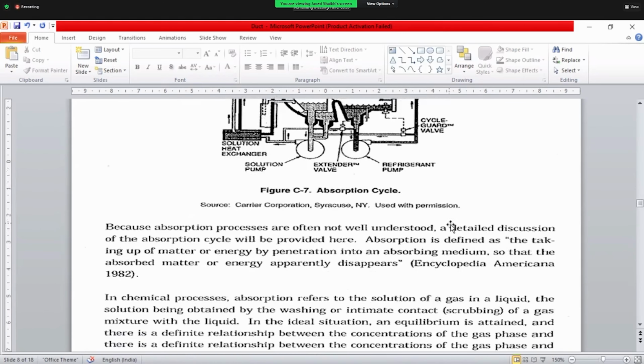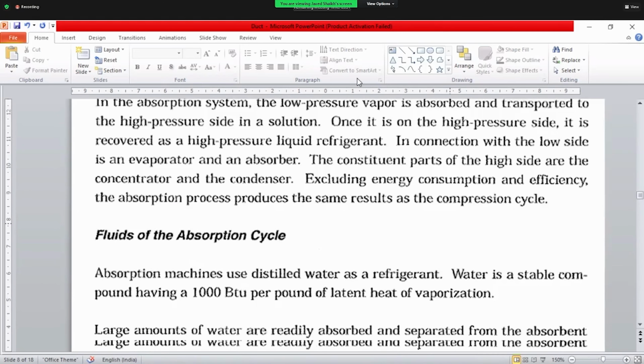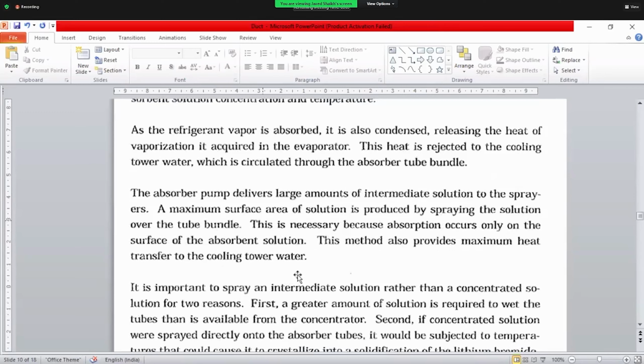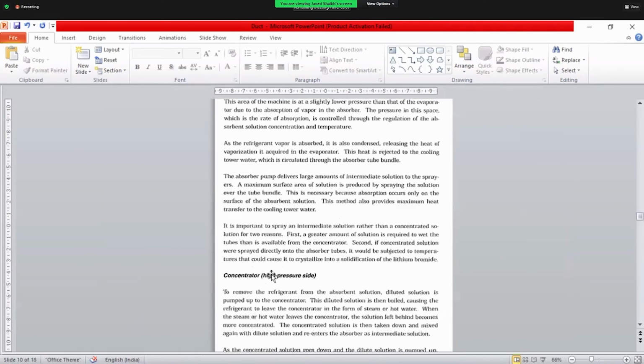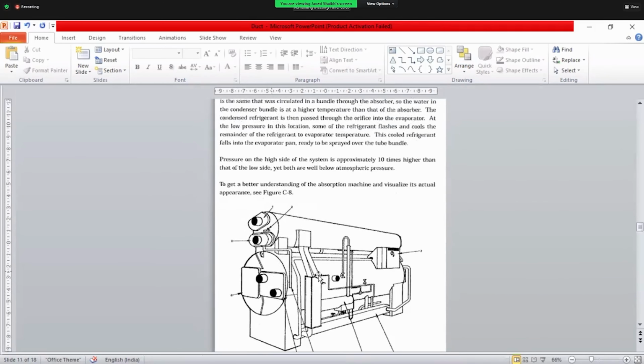Mostly the compression cycle is used. So there is a fluid in the system which works in a cycle, because there is also an evaporator, like in our compression cycle. There is also an evaporator and a concentrator, a high pressure side, and a condenser. So basically this is how it looks, the absorption cycle.